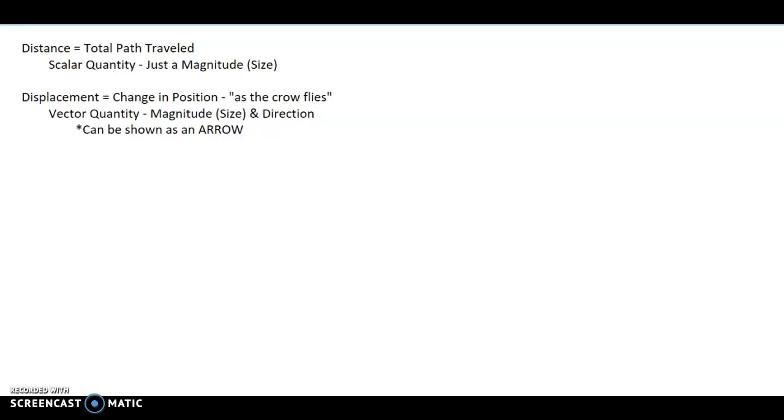Let's look at some examples where we can calculate the distance traveled and compare that to the displacement of an object. If you recall, when we talk about distance, we're talking about the total path traveled. We call this a scalar quantity, meaning there's no direction, it's just the size or the magnitude, whereas a displacement is defined as a change in position. So I can actually change my position and there's a direction component. And I actually don't care about the path.